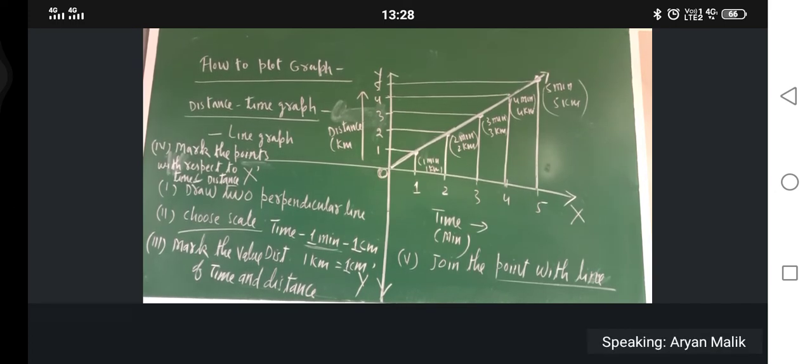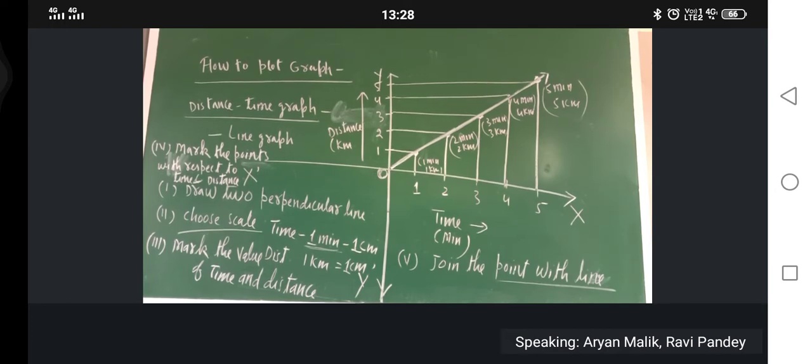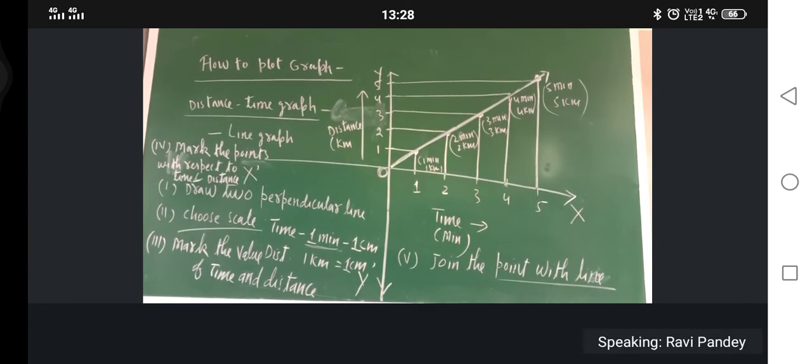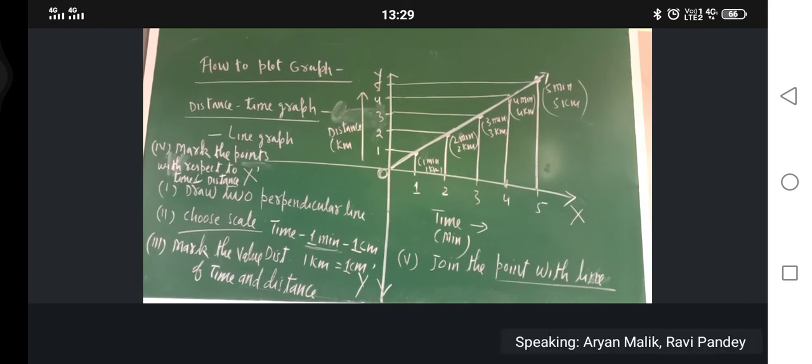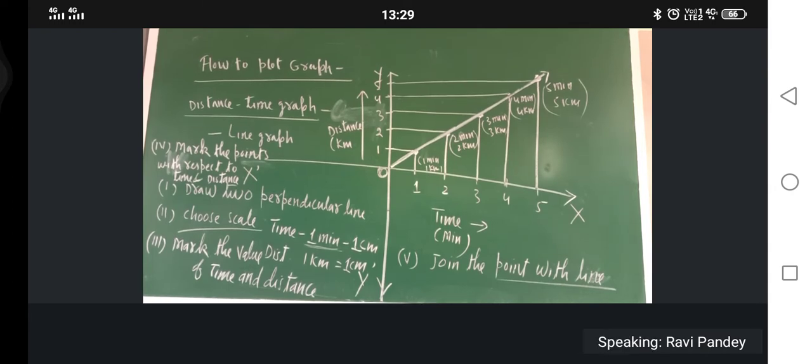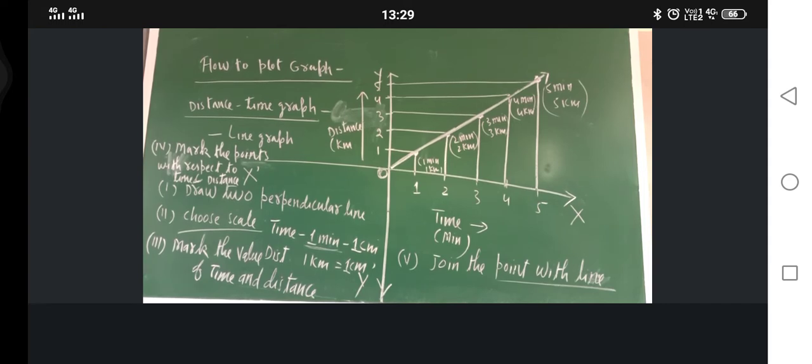Sir, this motion is uniform motion, no, sir? Sir, this graph indicates uniform motion, no, sir? Of course it indicates uniform motion. Now, if uniform motion is not there, then what is there? A straight line you will not get. Distance time graph is a line graph, one type of line graph. Okay.